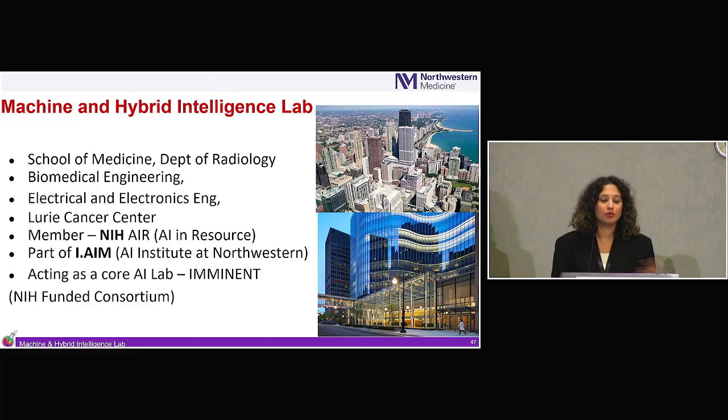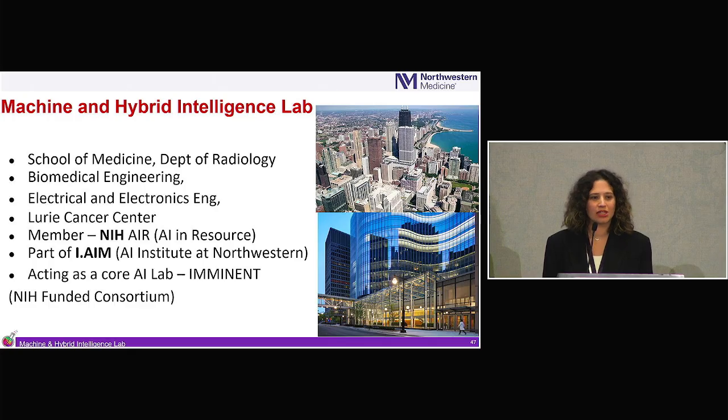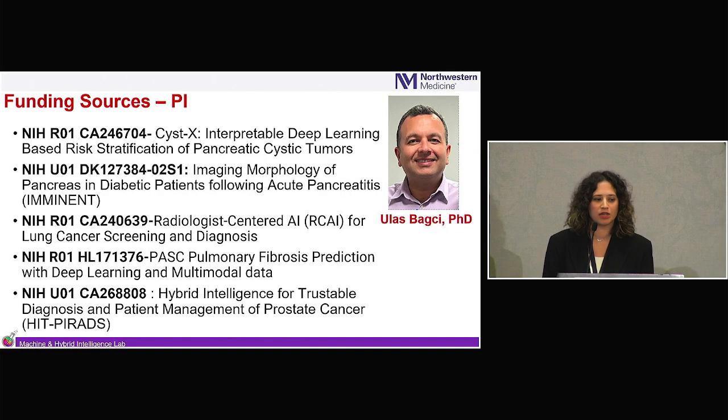Okay, let me briefly introduce our lab, the Machine and Hybrid Intelligence Lab. We are strategically located in downtown Chicago, and our PI, Dr. Ulaş Bağcı, has a dual appointment in both the medical school and the engineering school. We are part of the AI Center and also the Cancer Center, and we have more than 30 members in our lab, and we have great computational resources to run the AI experiments.